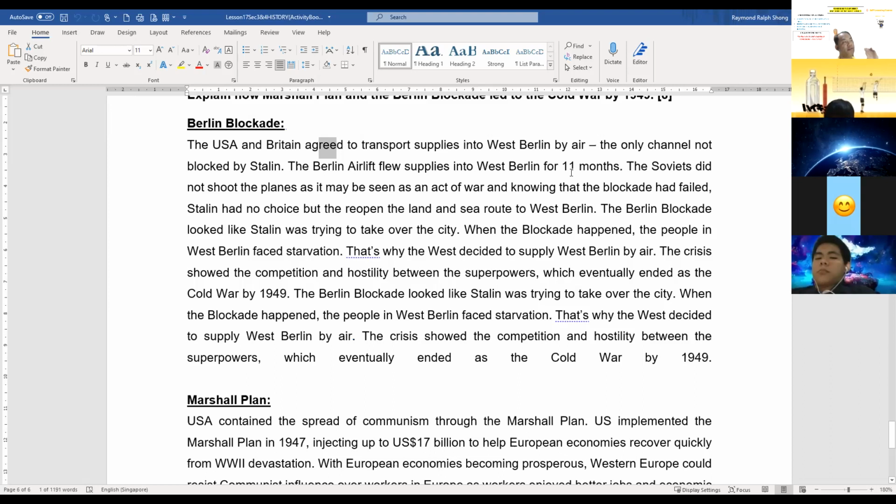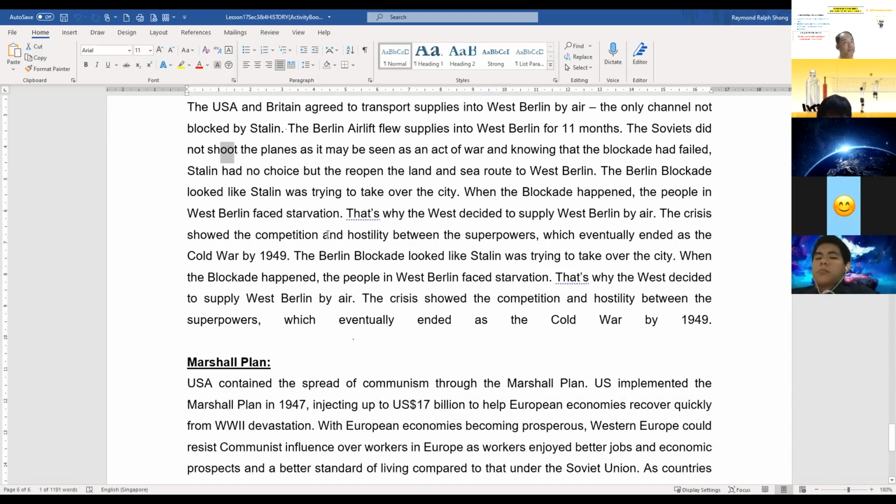The Berlin airlift flew supplies into West Berlin for 11 months. The Soviets did not shoot. You see, did not shoot, double O, okay? Can I, Yichen? Your turn.